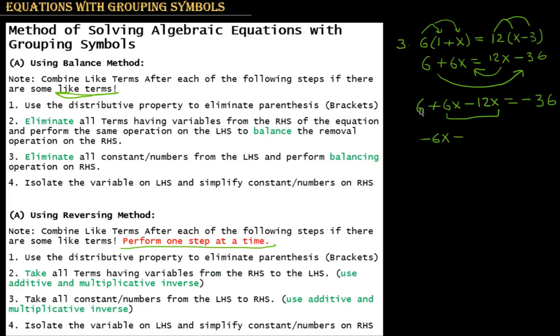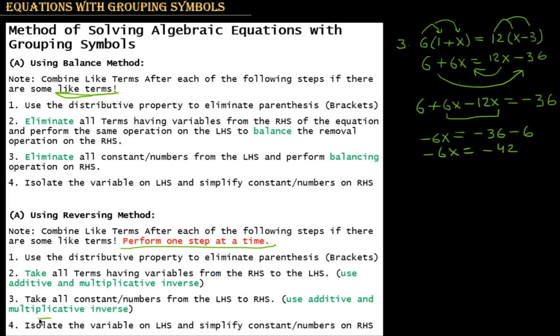Now this 6 we take to the other side. So equals minus 36, and when this 6 goes to the other side, it will be minus 6. So minus 6x equals, both are minus, so just add them and put a minus sign. So minus 42.